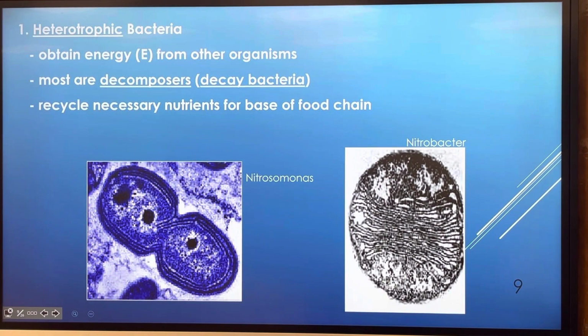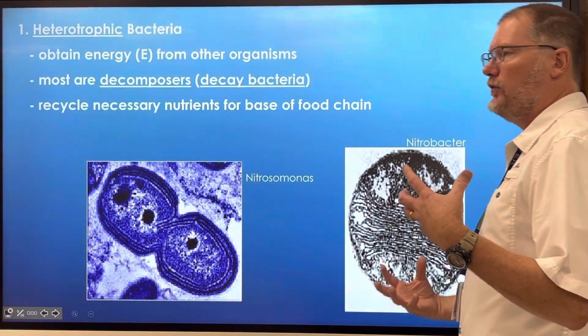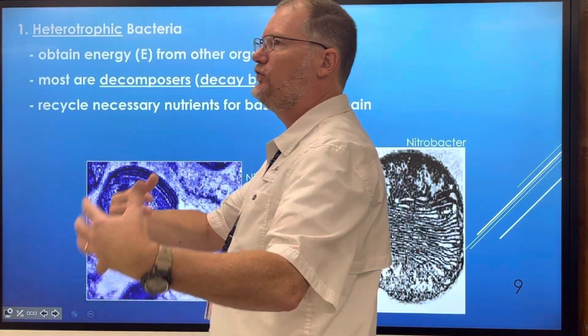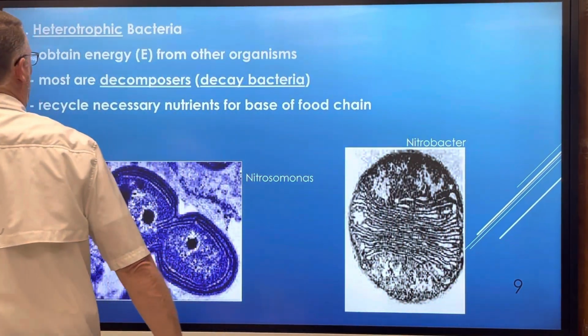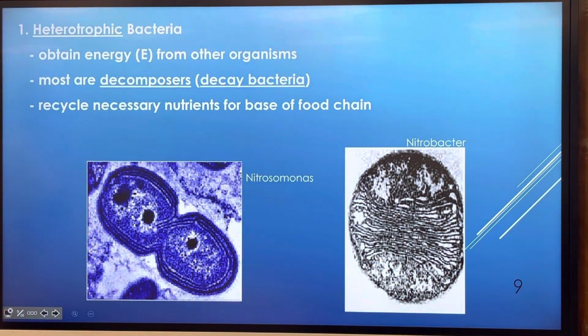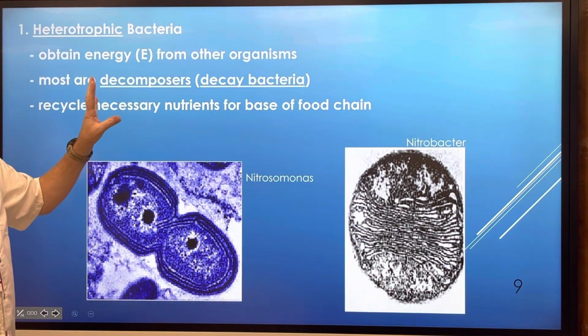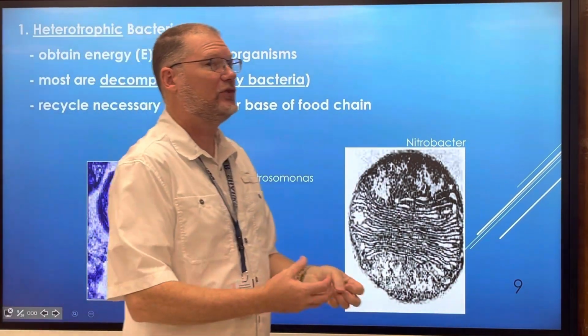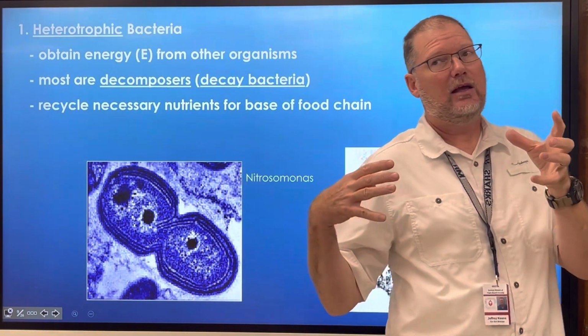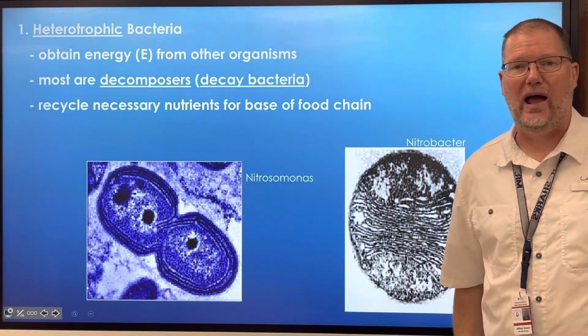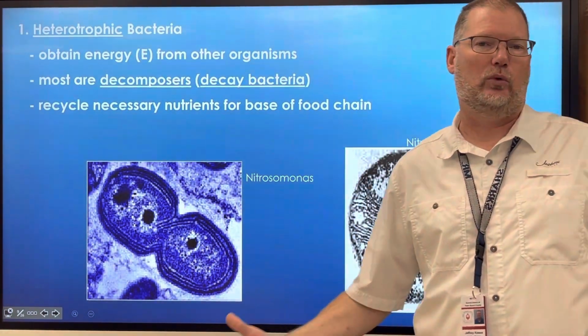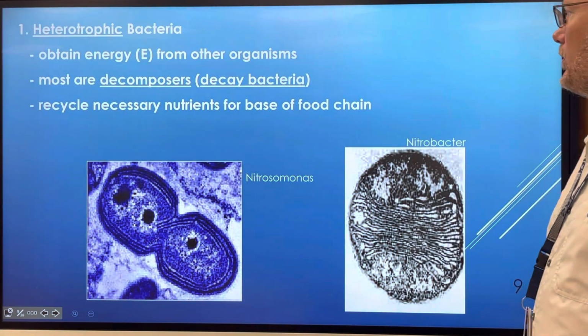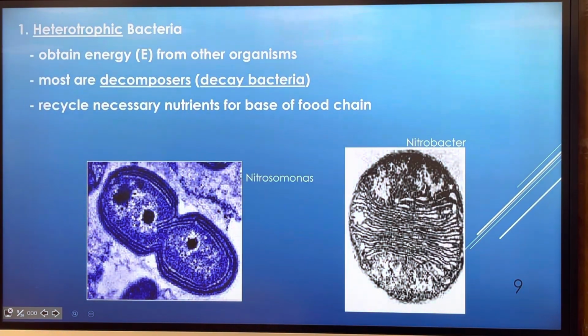Heterotrophic bacteria. What is a heterotroph? A heterotroph eats something else. It gets its food from other organisms. And most of them are decomposers, decay bacteria. If it wasn't for these little fellas, our environments would be piled up with dead stuff that wouldn't break down. They recycle those nutrients for the base of the food chain. Nitrobacter and Nitrosomonas are two examples.